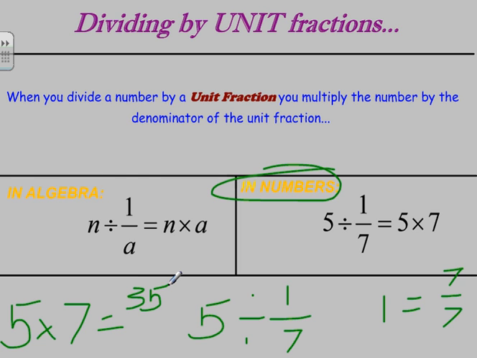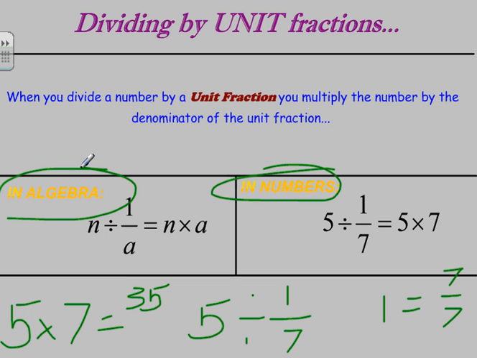And if we look at it in algebra, where we are now using variables to represent all those numbers that could change, a number n divided by the unit fraction 1 over a is the same as n times a, because for each one, it takes a eighths to make 1. So if there are n of them, it takes n times a. And that is true whether or not our n is a whole number or our n is a fraction.